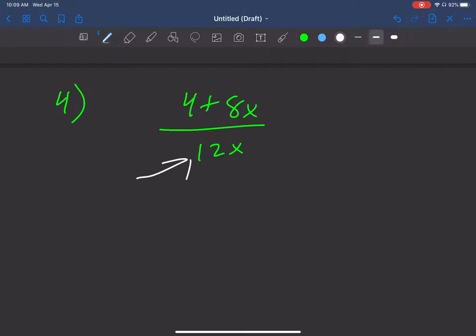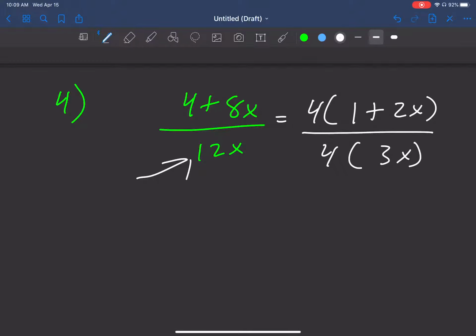So here on the top, it looks like I can for sure take a 4 out. So this whole thing is going to be equal to 4 times (1 plus 2x), and then the bottom is going to be 4 times 3x. In case you don't see this immediately, just distribute this 4 right here. 4 times 1 would be 4. That's where you get the 4. 4 times 2x is, of course, 8x. That's where you get the 8x. Now here, 4 times 3x is 12x, so that's where you get this 12x.